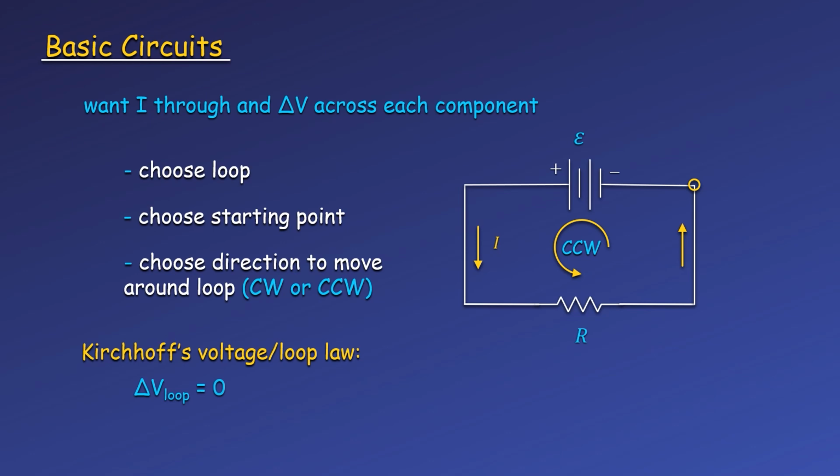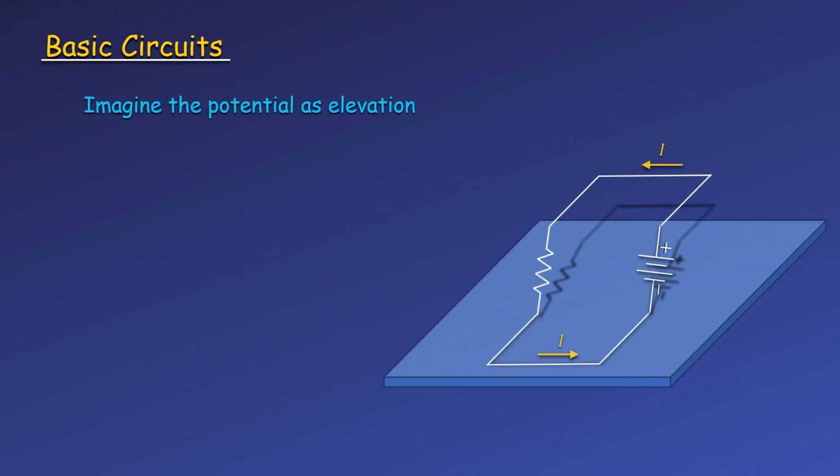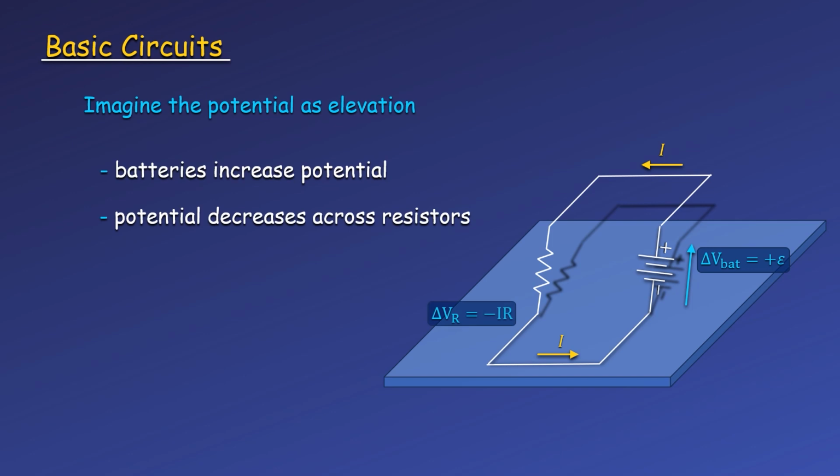Let's imagine this a little differently. I want to imagine the potential value as elevation. Since batteries are voltage sources and increase the potential energy of charges, the positive terminal of the battery is at a higher potential than the negative terminal. Wires between two components should be horizontal, since every point in our ideal wires is at the same potential. Since our potential must decrease to get back to the low potential on the negative terminal of the battery, it decreases across the resistor, which connects the wires on either side of our battery.